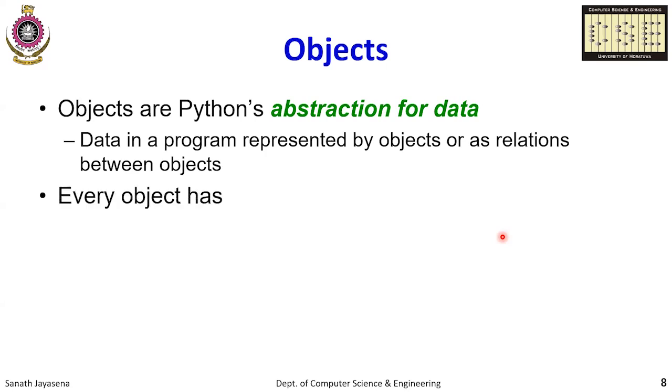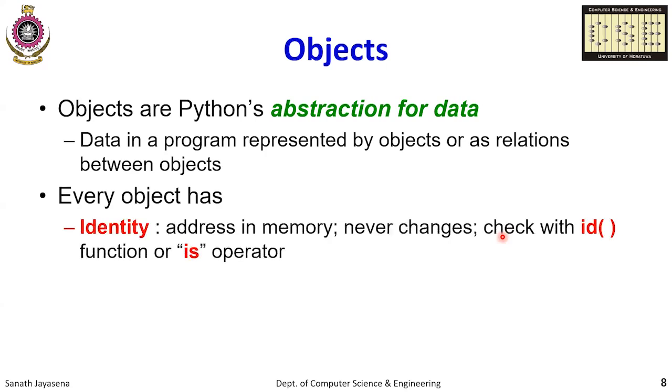And objects have certain interesting properties. So let's list them. Every object has an identity, which is actually how it is represented in the computer location.